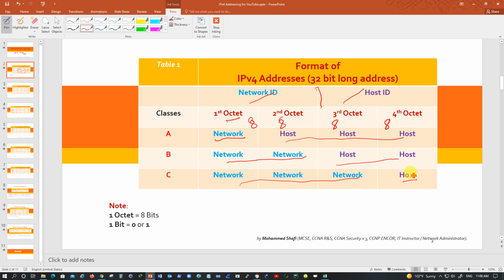So this means that in case of class A, we are going to have more number of computers in one single network compared to class C, which is exactly opposite of this. Here you have more number of networks, there you have more number of hosts. Okay, so as a side note, I have already specified here, this means 8 bits and bit is either 1 or 0. Okay, now to the next slide.